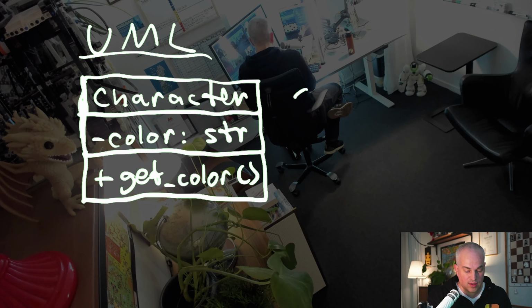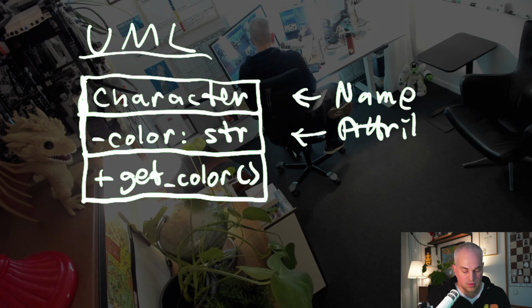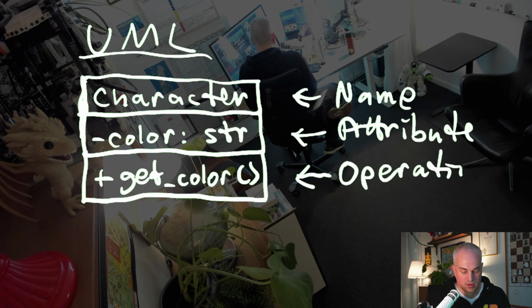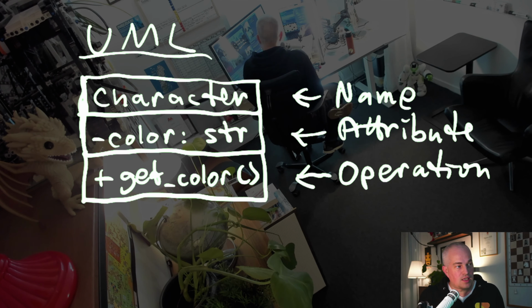So what do we have here? We have a name, we have an attribute, and we have an operation that you can do on the class. We will see soon how the character looks, and then we can see that you can get the color or set the color on the class. That's the idea.